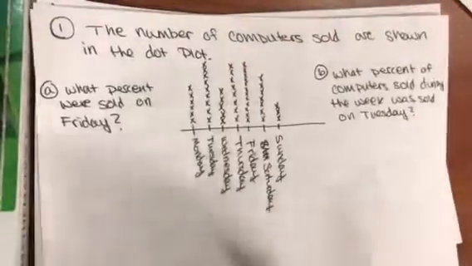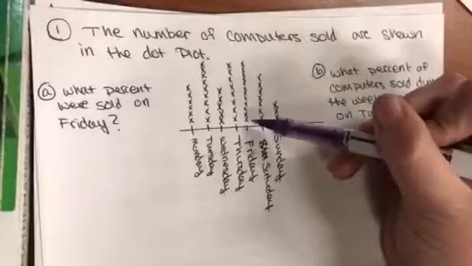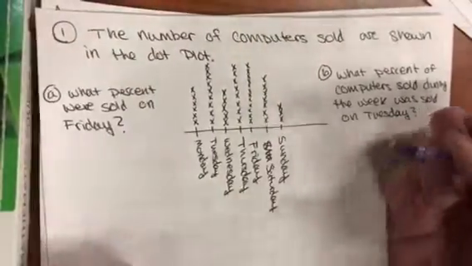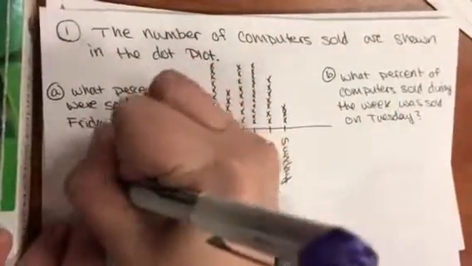Caught it. So what percent were sold on Friday? Well, we're going to count our Friday only. Ready? And go. 1, 2, 3, 4, 5, 6, 7, 8, 9, 10, 11, 12, 13. No. 1, 2, 3, 4, 5, 6, 7, 8, 9, 10, 11, 12. There's 12 on Friday. So 12 out of 50.